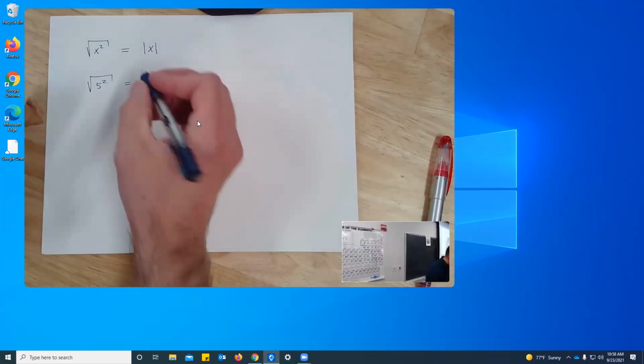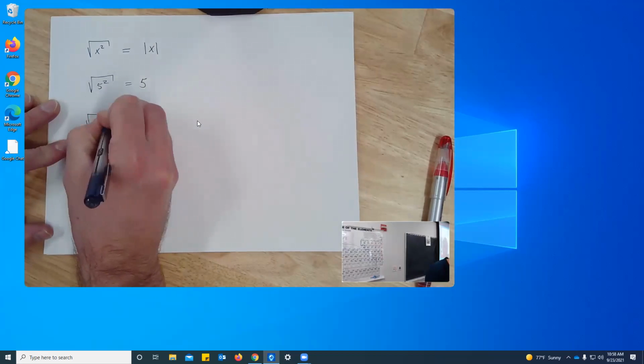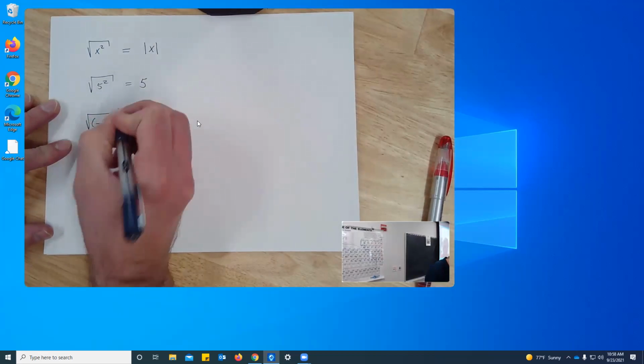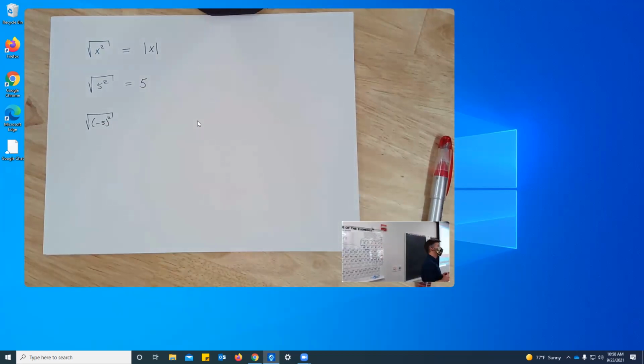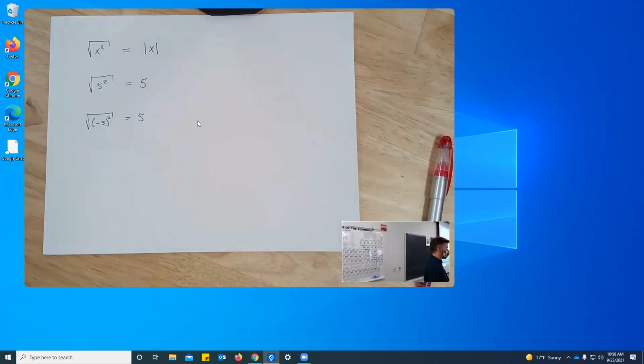Right, it's not a trick question. What's the square root of -5 squared? Also 5. We know another function that does that, where if you put in a positive number, you get the same number out, but if you put in a negative number, you get the corresponding positive number out, and it's the absolute value function.